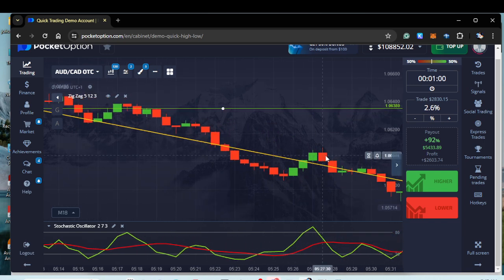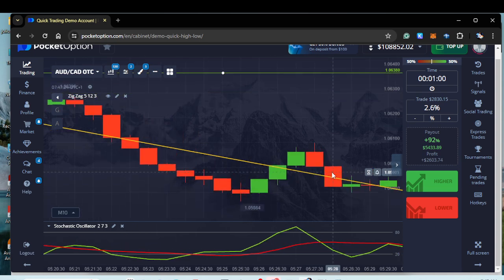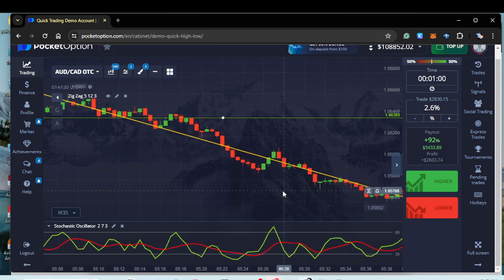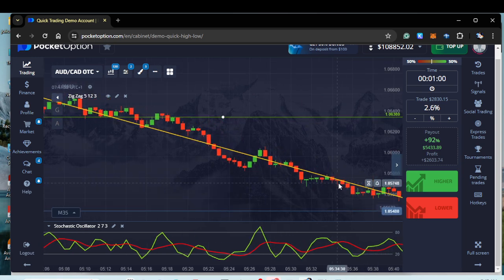Then price went high and boom, price crosses here. So this would have been a losing trade. Now there's a rule on when to stop trading. All right, that's a losing trade.